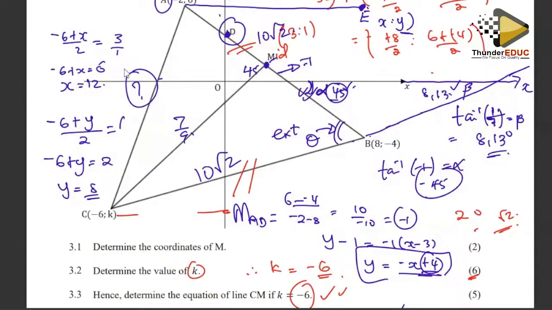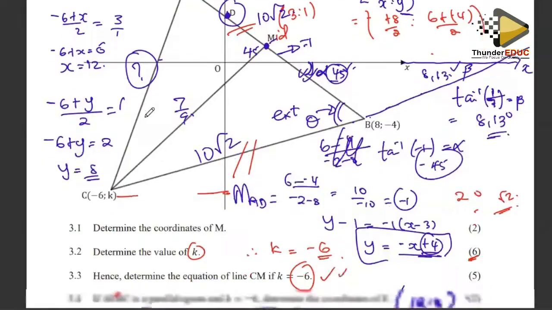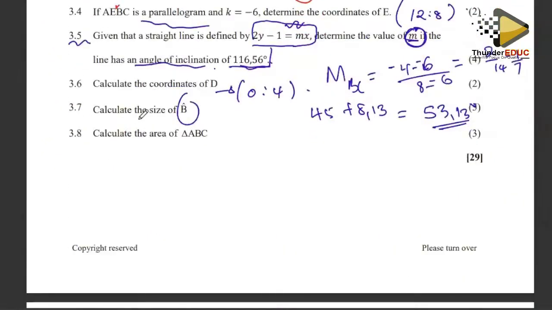All right, so someone is saying there's an issue with our gradient for AB. Is it not -1? So you say 6 minus -4 over -2 minus 8. It's a -1, okay? So I believe even if you use the cosine rule, we should be able to get the same answer. Then determine the area of the triangle ABC.